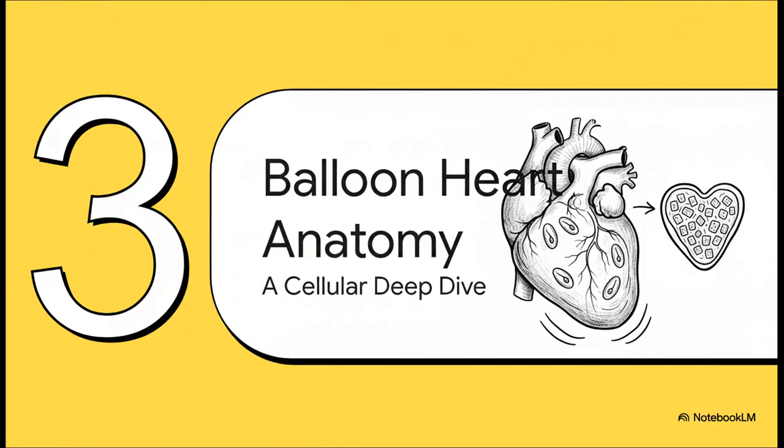Right. Section 3, the balloon heart anatomy. Let's break it down. Sarah, we're not talking about thickened heart walls here. With DCM, we've got a dilated, weak pump. We call this eccentric hypertrophy. So explain to us the difference at the cellular level.